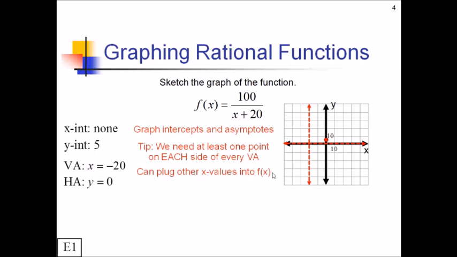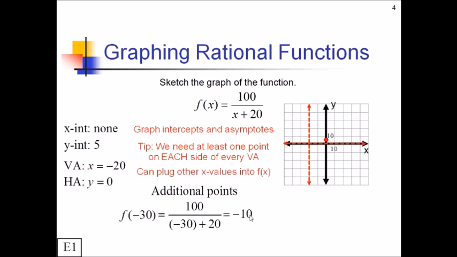So I'm going to pick an x value over on the left side here, like negative 30. And for my additional point, I'm just going to plug this into my function. So we have 100 over negative 10. That's going to give us negative 10 for the y value. So we have the point negative 30, comma, negative 10.